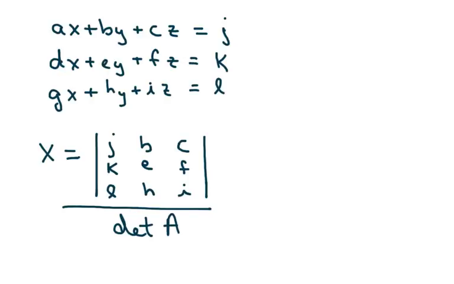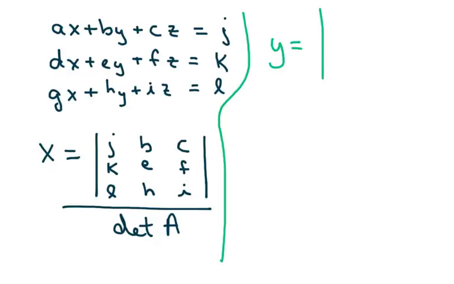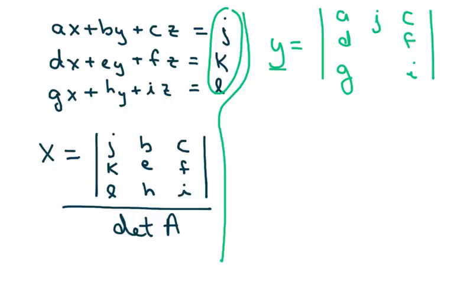Okay? And I think I'll move my y up here. My y is going to be this. I'm going to put in my a, d, and g, and my z, which is c, f, and i. But for my y component, because I'm solving for y, I'm going to be putting in j, this column here, j, k, and l, divided by the determinant of A.